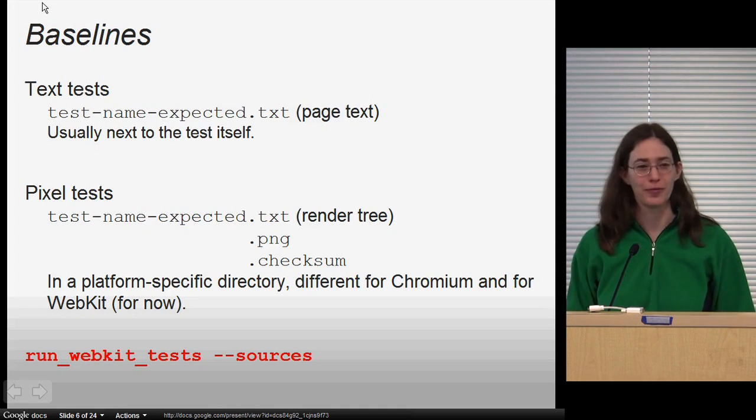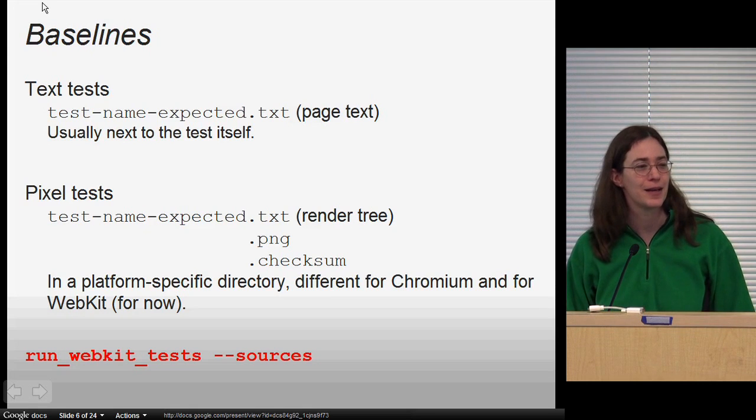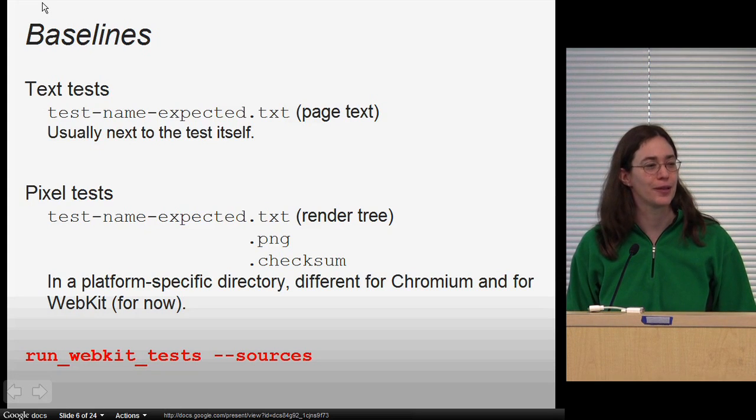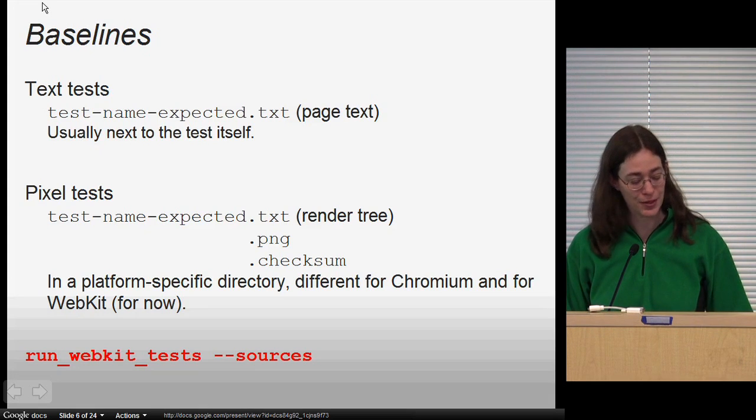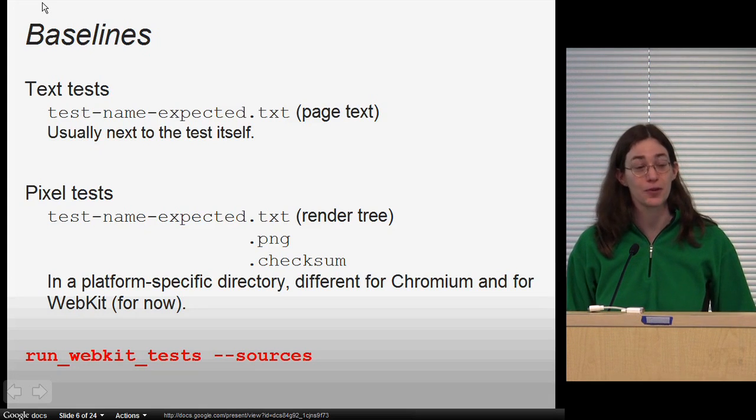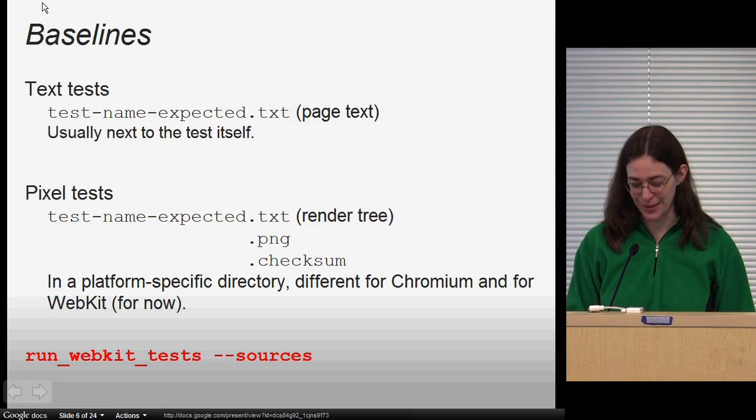I'm going to forward declare something a little bit here. If you're not sure, when you're running the layout tests, exactly what result it's comparing to, because there's a complicated algorithm for determining which platform result you're going to be using, then you can run the WebKit tests script with this sources option, and that makes it print out for each test that it runs what exactly it's comparing it to. But that's getting ahead of myself, as I said.